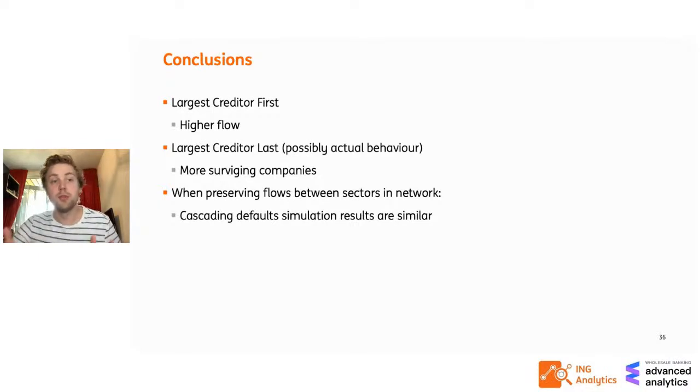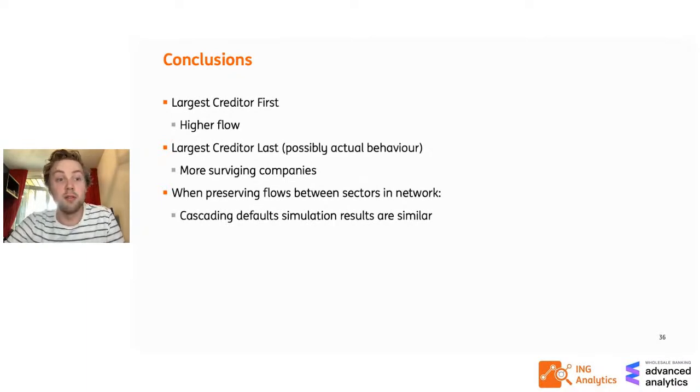The higher flow is due to the fact that people pay their large creditor first, by definition, and this happens more often than paying the large creditor last, which is hypothesized to be the actual behavior of companies. But there are more surviving companies, which may be a good thing. But in general, this simulation can be improved a lot.